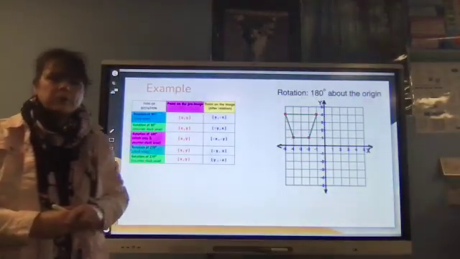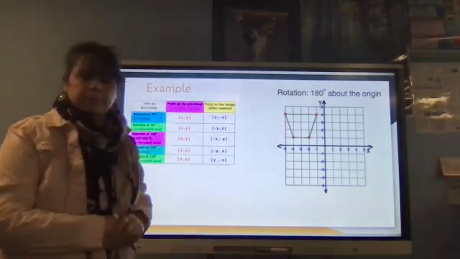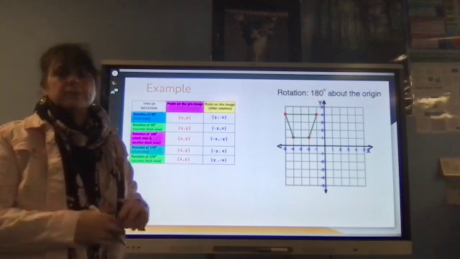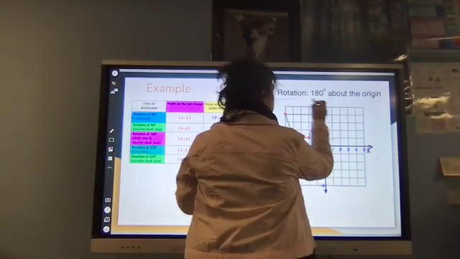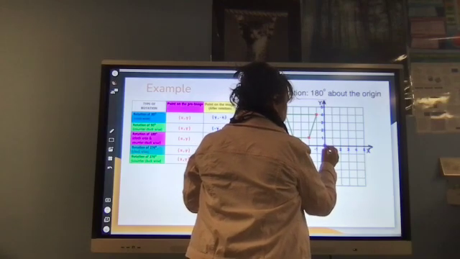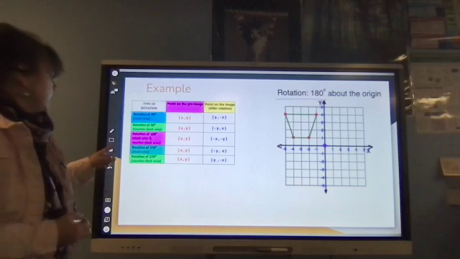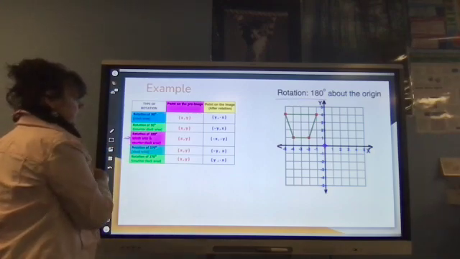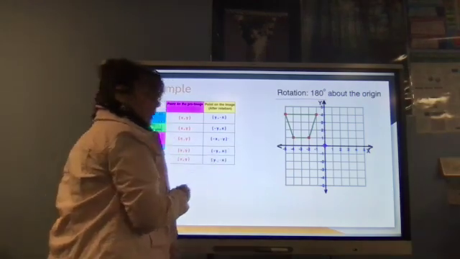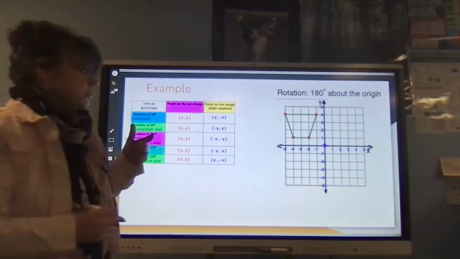Okay, let's work out one more example here. So again, I've got our chart and I've got our pre-image over here. So this time we're going to rotate 180 degrees about the origin. So 180 degrees, and we're going to rotate it about the 0, 0 coordinate. All right, so rotation of 180 degrees is this place on our chart. So we're going to identify our coordinate points, and then we're going to make the pattern switch.